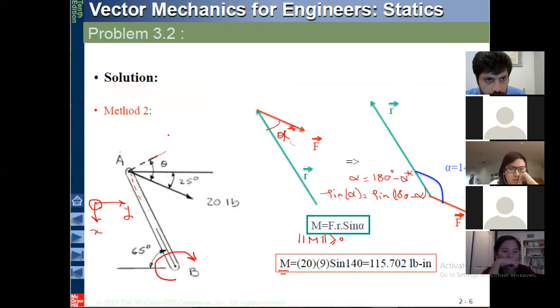And in the second solution here, because you have the magnitude of F and R, and you have the angle between them, then you can easily use this formula, FR sine of alpha, to calculate the moment. So whatever method you use, you get the same answer.